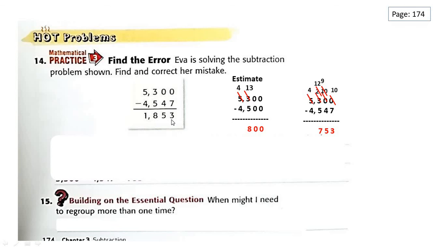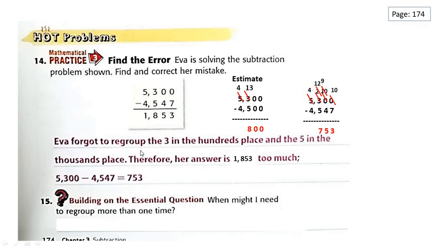Let's see what mistake Eva made. She got 3 for ones, 5 for tens, and 8 for hundreds. This is not right. What did Eva do wrong? Eva maybe forgot to regroup the 3 in the hundreds place and the 5 in the thousands place. Therefore, her answer is much too large. Again, the difference is 753, and you can check your answer for question number 15 here.